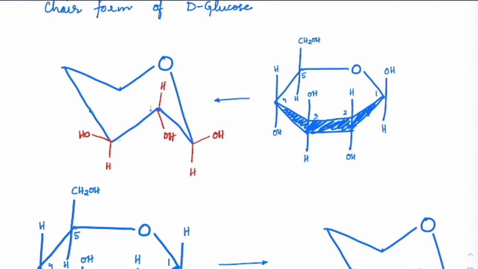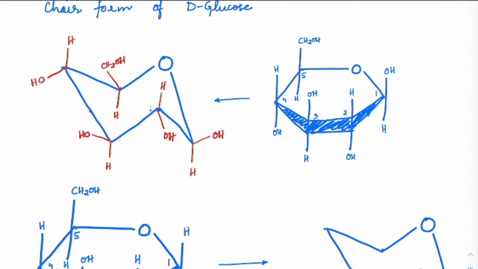Got it? Same way on the fourth carbon. Fifth carbon, we know the structure would be like this. So check out on the fourth carbon what you can write. This would be OH here and H here, right? And in the last carbon here, H is going down and CH2OH is here. So this is the chair form of beta D glucopyranose.